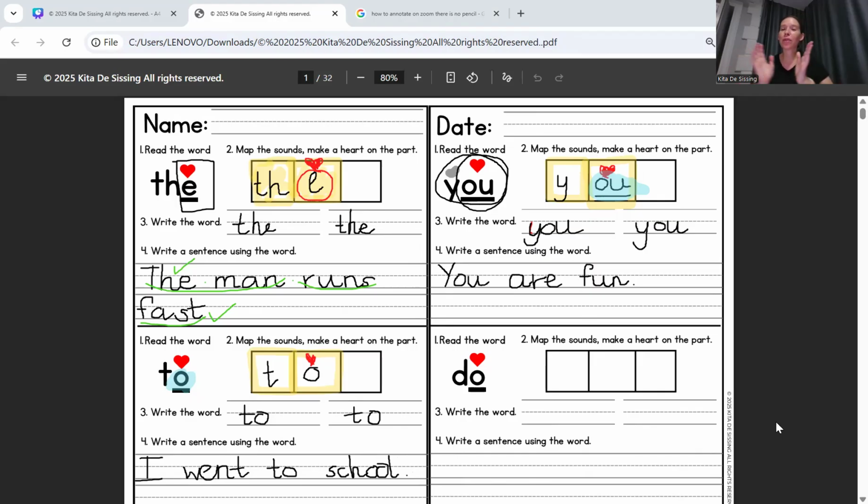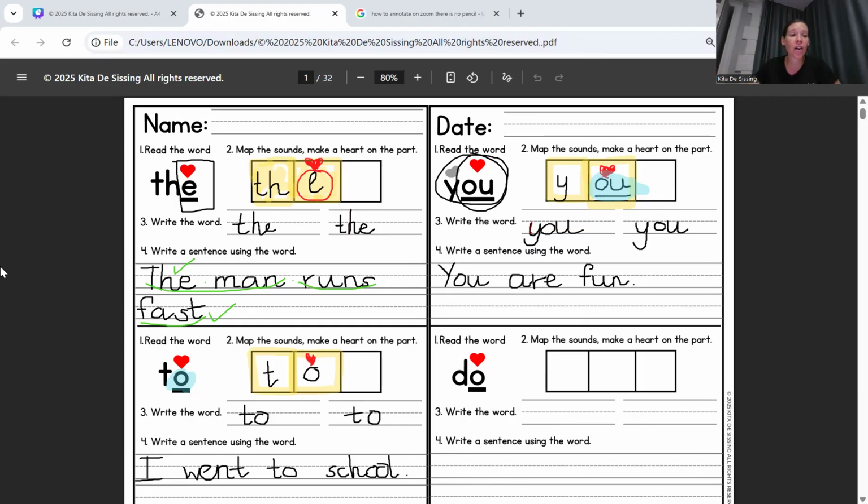Okay, so now we've done three high frequency words or three heart words. The, you, to. And then this is going to be easy for us because it follows the "to" spelling. We've got "do". Do you like to go to school? Do you like to read? Do you like to spell? Do you like to write? Do. It is a very nice question word to use.